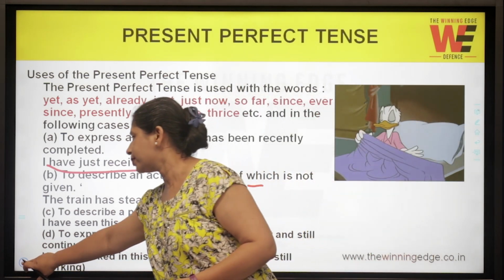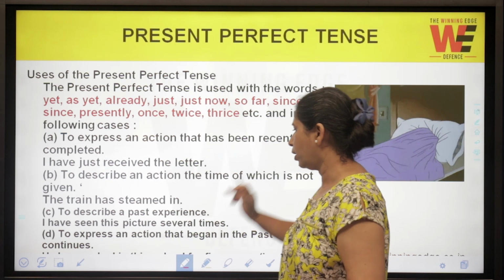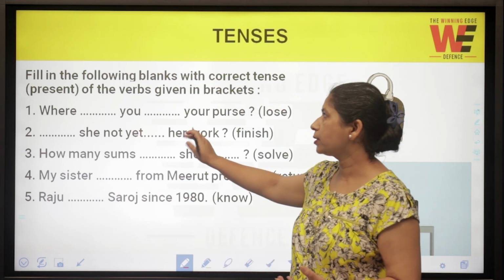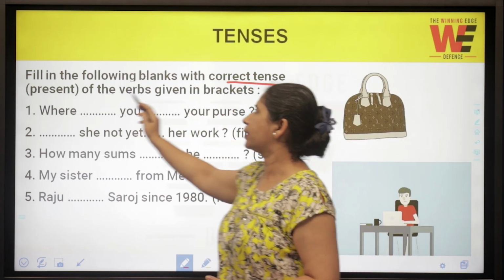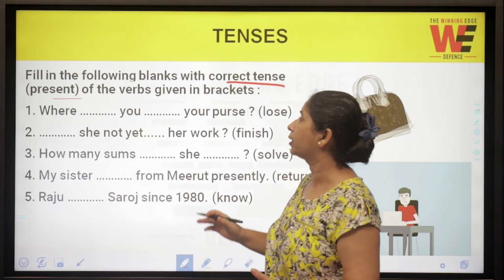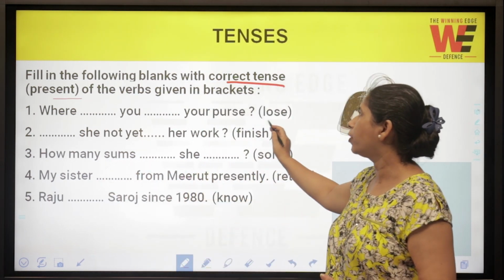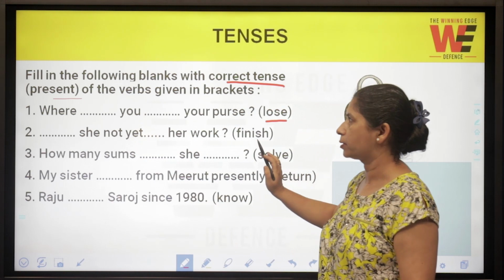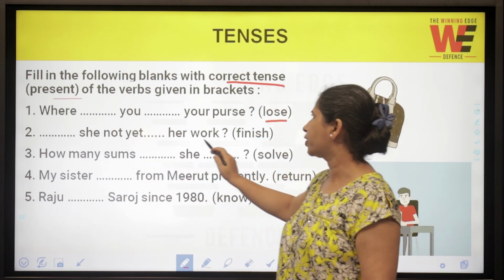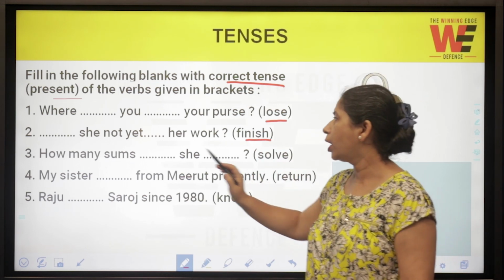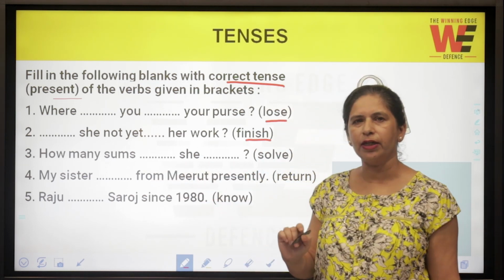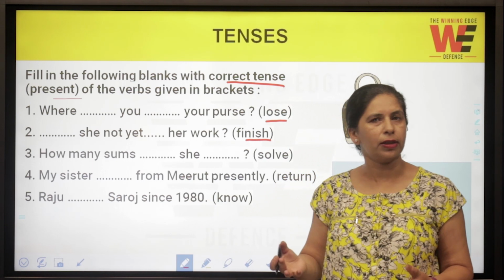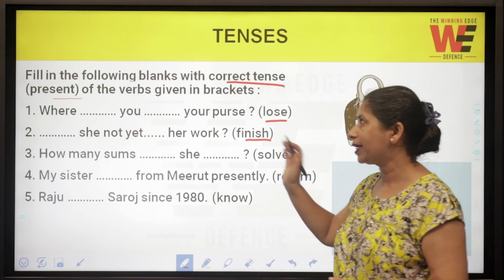Now we'll be doing a practice exercise so that we are clear with how we'll fill the correct form of verb in these sentences. So in this you have to fill the correct tense, that is the present. ठीक है, कौन सी वाली टेंस की हम बात कर रहे हैं, जो अभी हमने रिसेंटली टेंस स्टडी करी है. Verb is again given to us in the bracket. For example, where dash you dash your purse. Okay, dash she not yet dash her work. Verb given is finish. How many sums dash she dash. Verb given is solve. So you have to see, has लगना है, have लगना है, losing लगना है, lost लगना है. Correctly you have to fill the present form of the verb.